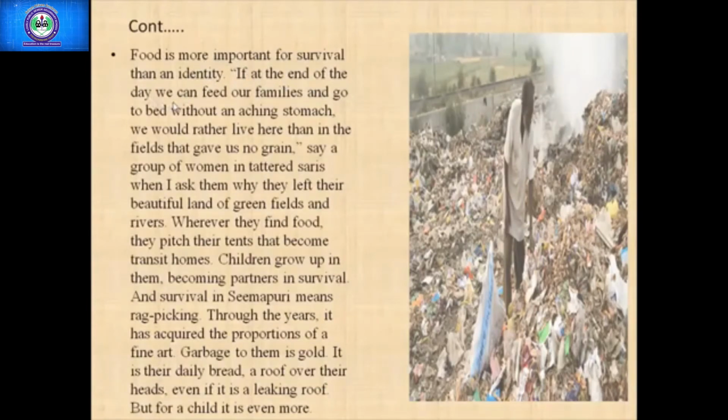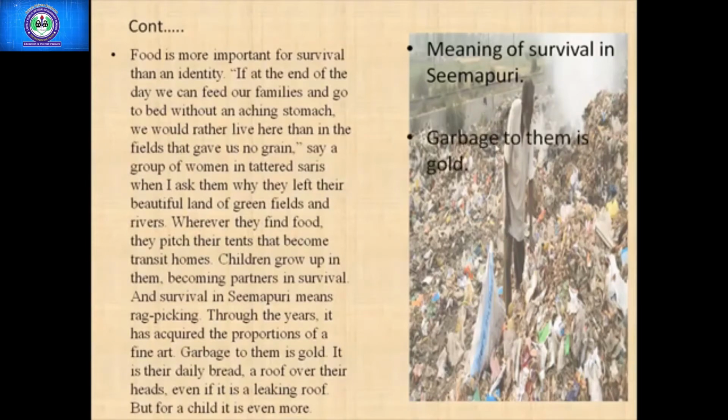If at the end of the day we can feed our families and go to bed without an aching stomach, we would rather live here than in fields that give us no grain, say a group of women in tattered saris. When I ask them why they left their beautiful land of green fields and rivers, wherever they find food, they pitch their tents that become their transit home. So the meaning of life in Seemapuri is rag picking. And garbage to them is gold. Wherever they have garbage, they pitch their tents and make transit homes, meaning temporary homes.